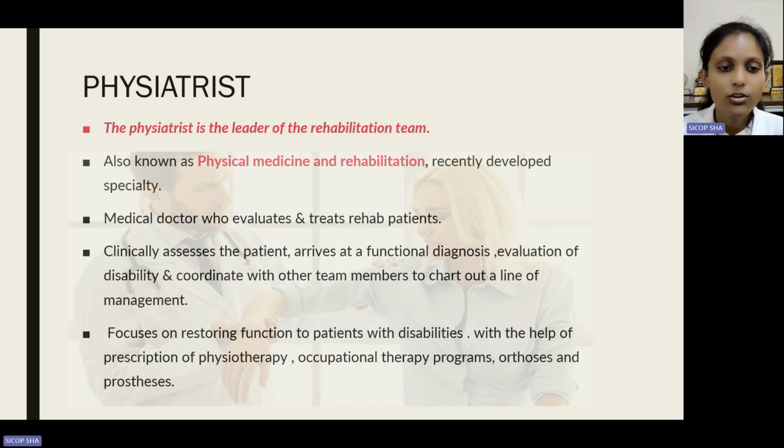And they also focus on restoring the functions to patients with disabilities with the help of prescription of physiotherapist, occupational therapy program, orthosis, and prosthesis. So they evaluate the patient, they do the management, the rehabilitation for further restoration. What they do is they prescribe for the physiotherapist and the occupational therapist, and if they need any kind of orthosis or prosthesis for the functional regaining, they also prescribe the same. So this was about the physiatrist.